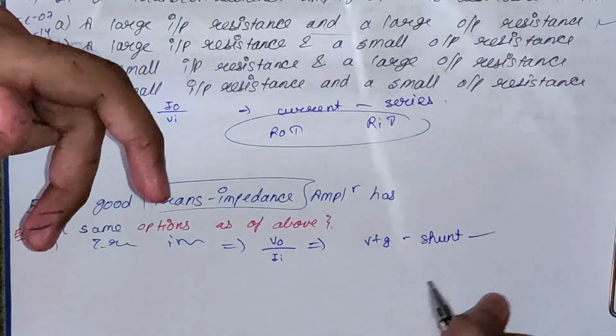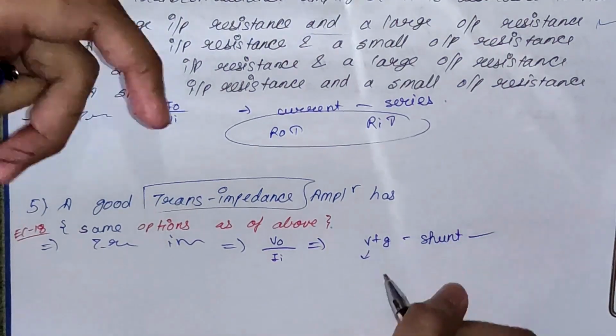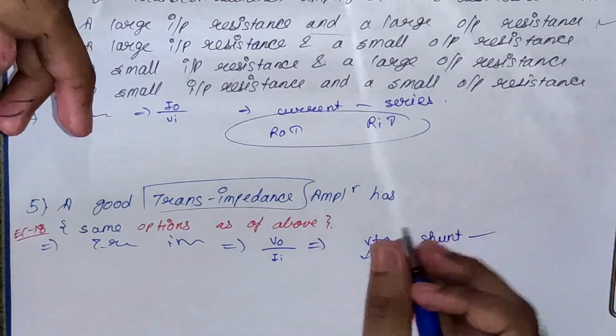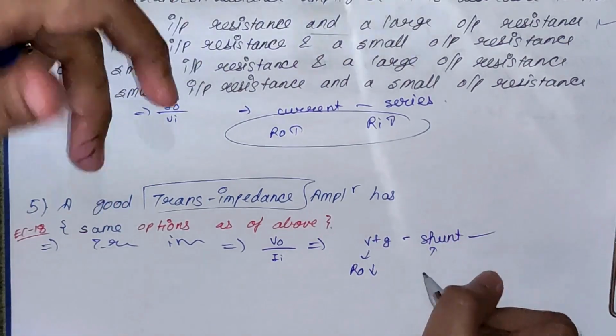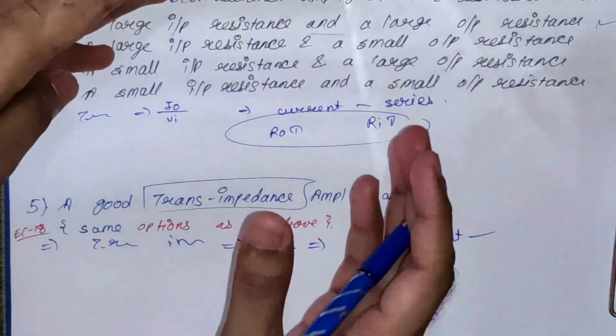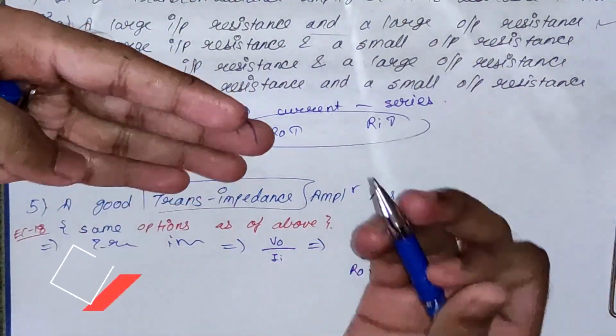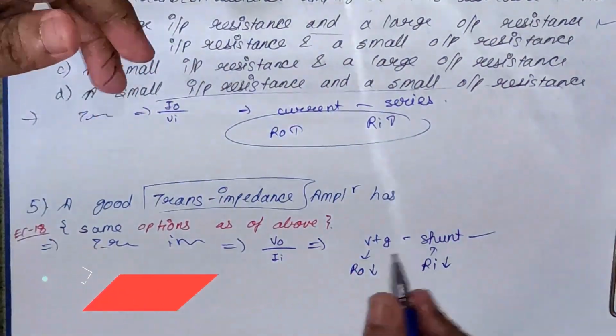Now we get the name, so we can get the effect on input resistance and output resistance very easily. Voltage sampling means a shunt connection, so output resistance is going to decrease. At input we have a shunt connection, this means that input resistance is also going to decrease. For shunt connection it will decrease, for series connection it will increase. So the correct option will be a small input resistance and small output resistance.